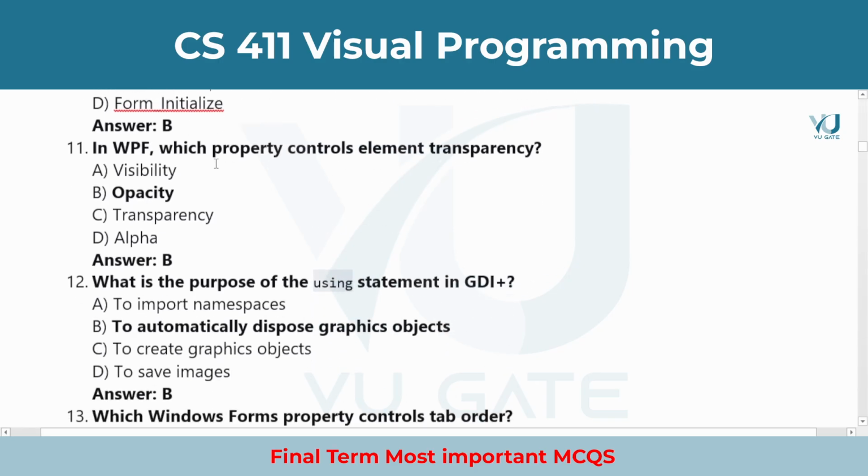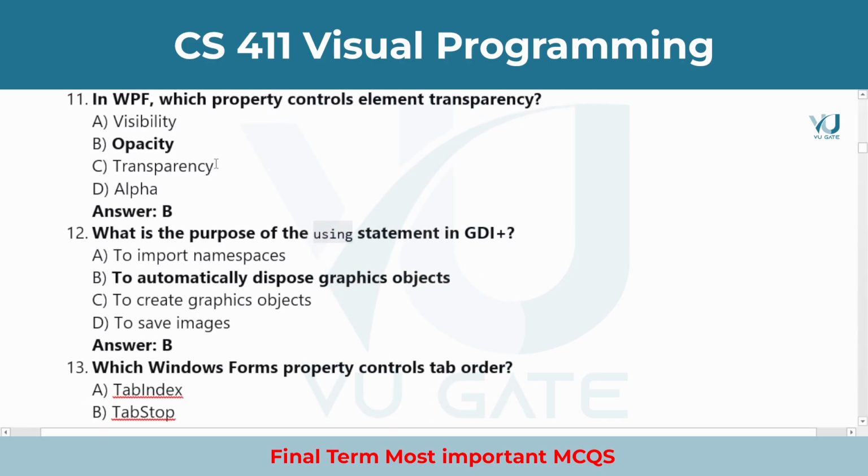Question 11. In WPF, which property controls element transparency? The correct answer is option B, Opacity. Question 12. What is the purpose of the using statement in GDI+? The correct answer is option B, to automatically dispose graphics objects.